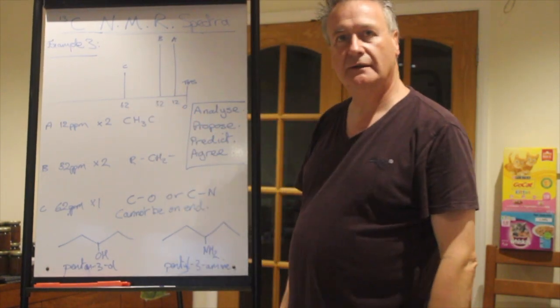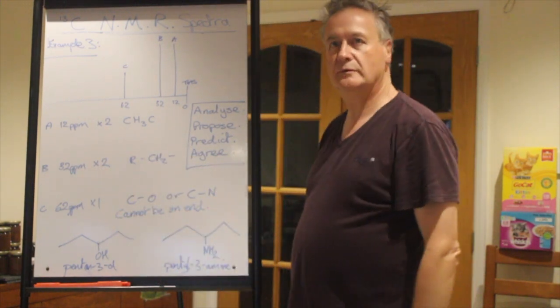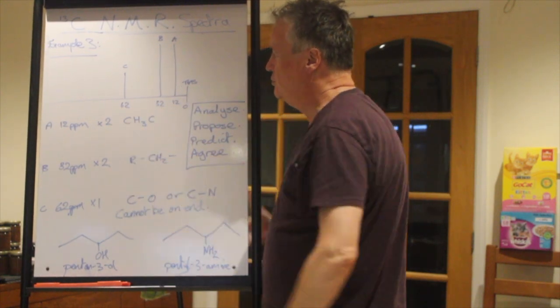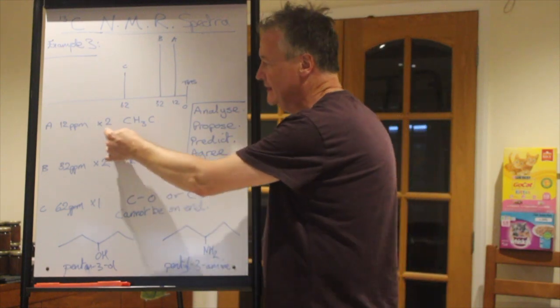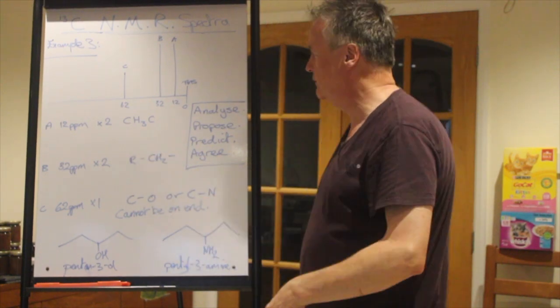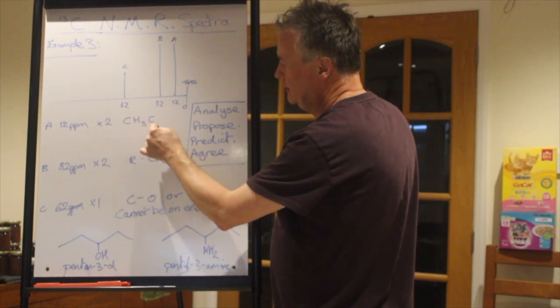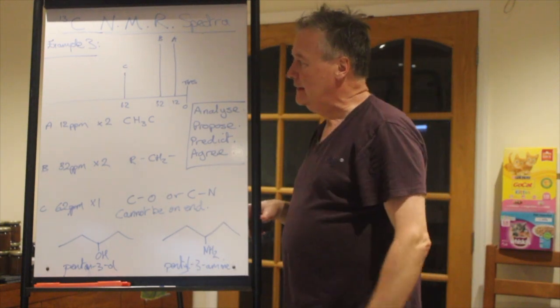A, B and C are labelled up, and then we analyse A, B and C for what they are. 12 parts per million, with twice the height, so that's why there's times 2. You probably need to say that represents 2 carbons. And the position of 12 is a CH3 attached to another carbon, so it's like a terminal CH3. And there are 2 of them.